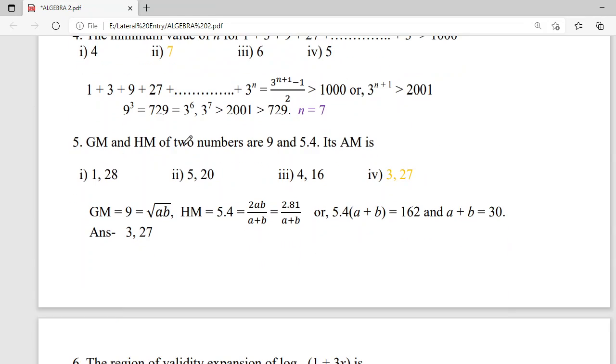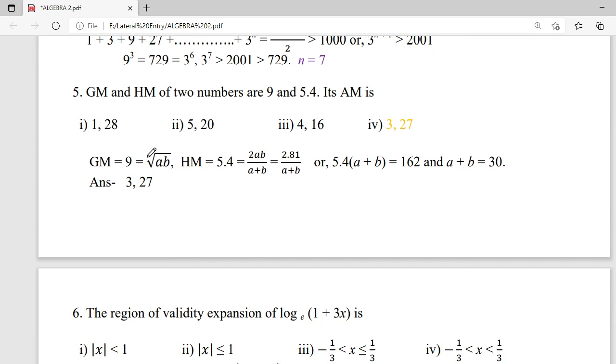Then the GM and HM of two numbers is 9 and 5.4, find the AM. So GM is root over AB equal to 9, so AB is 81. The formula for HM is 2AB by A plus B. So this is 2 into 81 divided by A plus B, which is 5.4. So A plus B is equal to 162 over 5.4, and that is why A plus B is equal to 30.